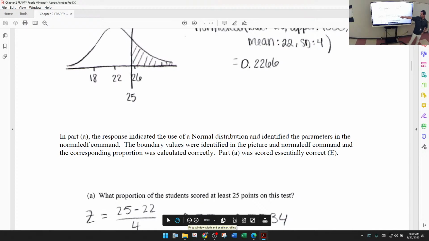The response indicates use of a normal distribution. Identify the parameters in the normal CDF command. The boundary values were identified in the picture in the normal CDF, and the corresponding proportion was calculated correctly. Part A was scored as an E. I got a normal picture. They told you what mu was. They told you what standard deviation was. They got 0.2266.